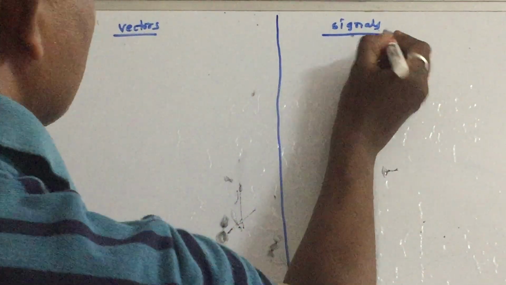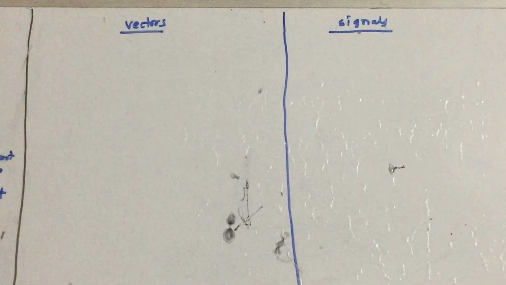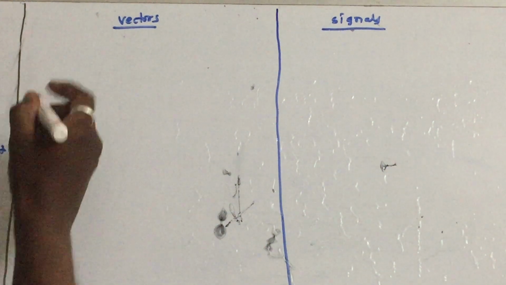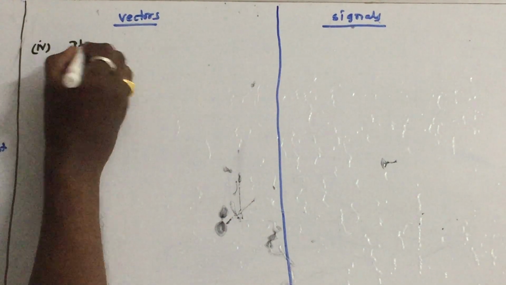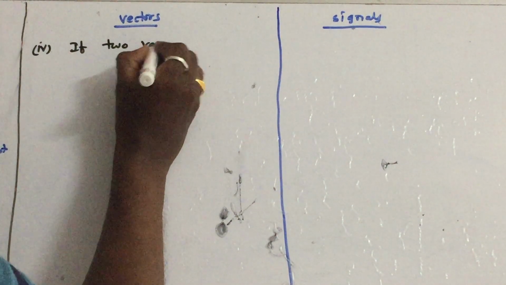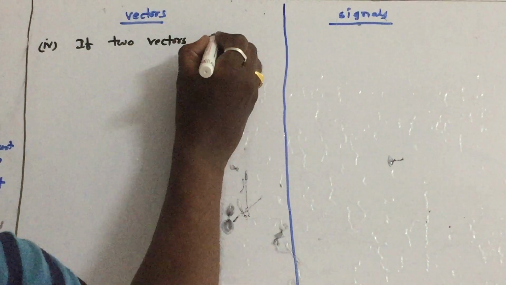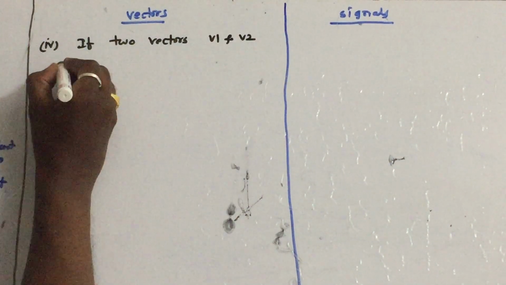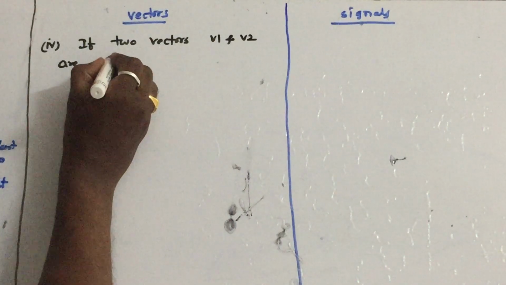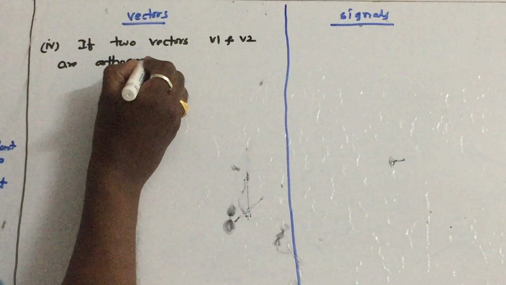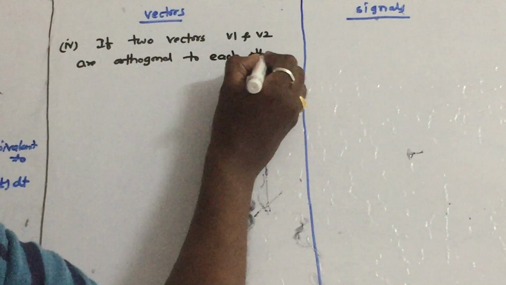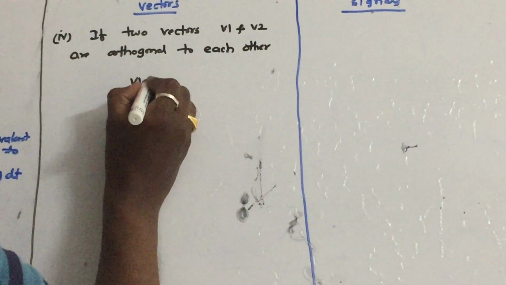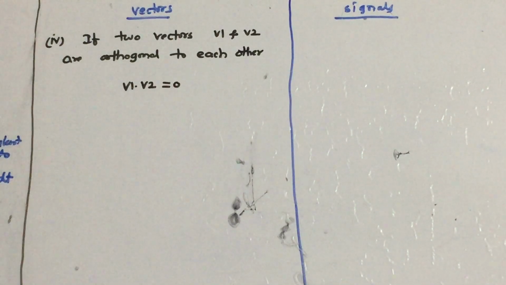So if this question is asked for 8 marks, we have to write all these things in the examination. Let us take the fourth point. If two vectors v1 and v2 are orthogonal to each other, what we have to write? v1 dot v2 is equal to 0.